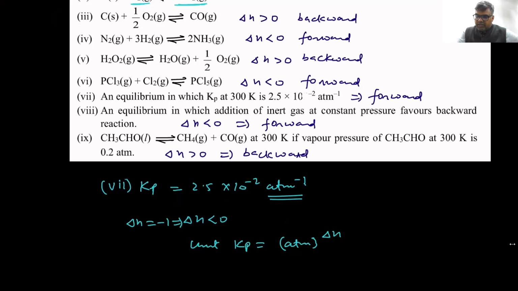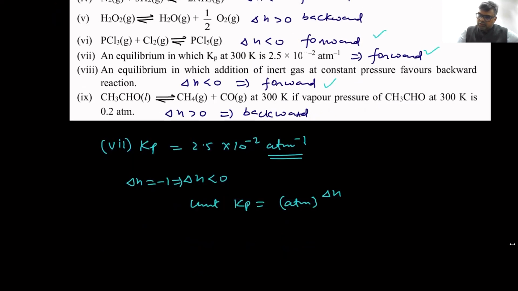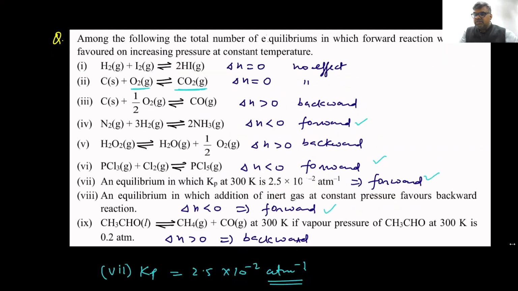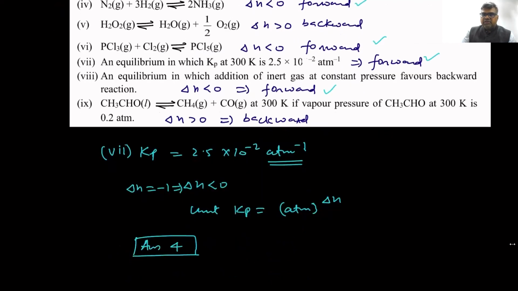So here forward shift are total 4. You can mark this is 1, 2, 3, and 4. So your answer must be 4. Because the question asked: in how many of the following cases of equilibrium would the forward reaction be favored by increase of pressure. So there are 4 cases where such thing will happen.